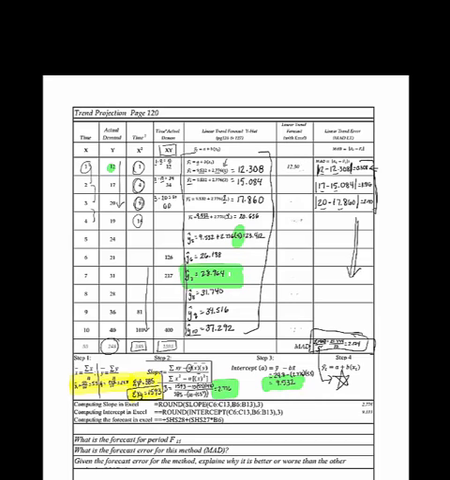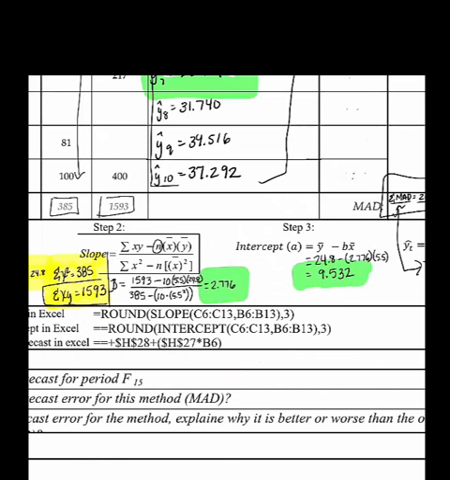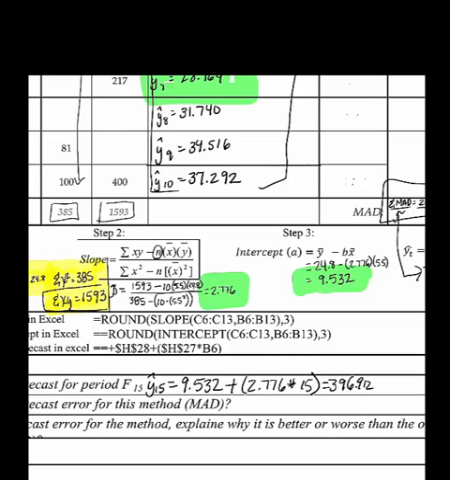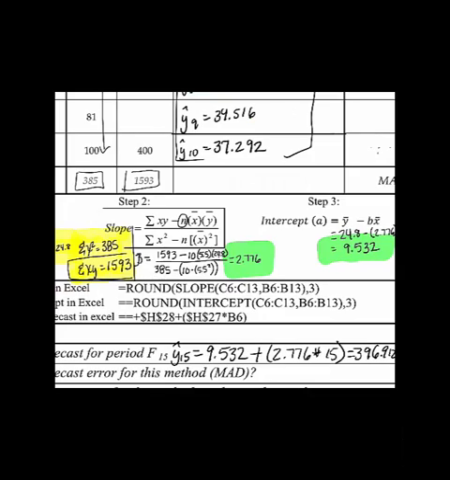Now, when we look below and we say, what is the forecast for period 15? Well, then we're just going to do the same thing we had done before, where we have y hat of 15 is going to equal our intercept, which is 9.3532, plus our slope, which we know is 2.776, multiplied by 15, and that's going to give us 396.912.